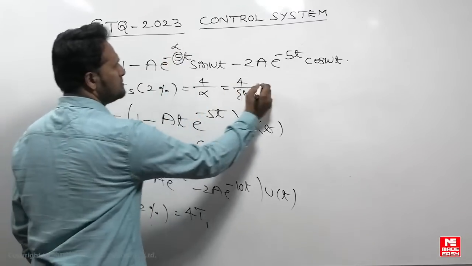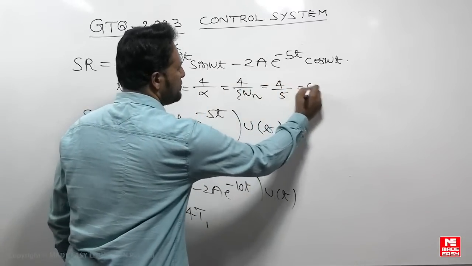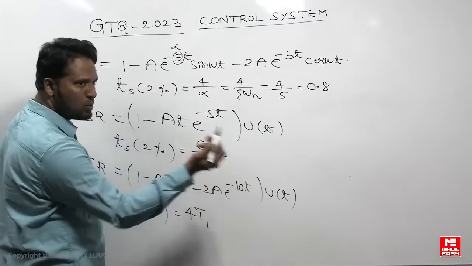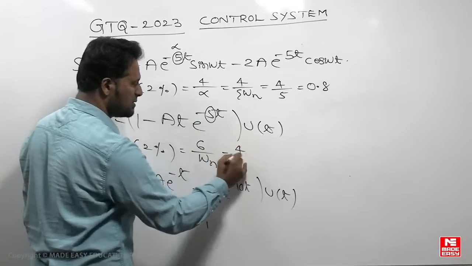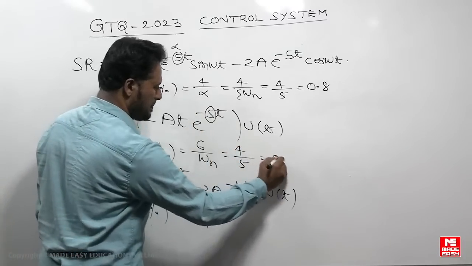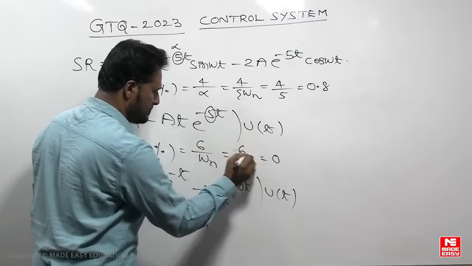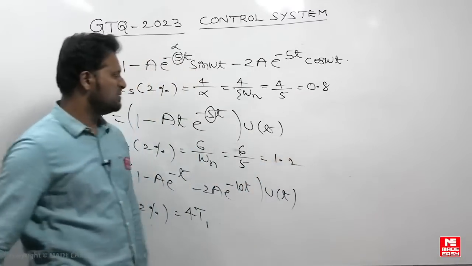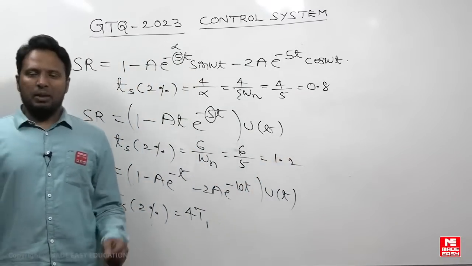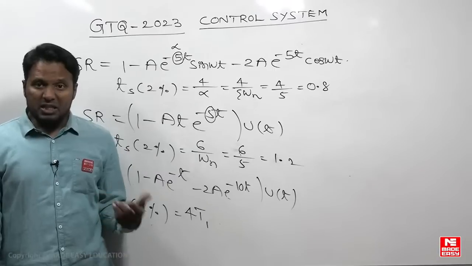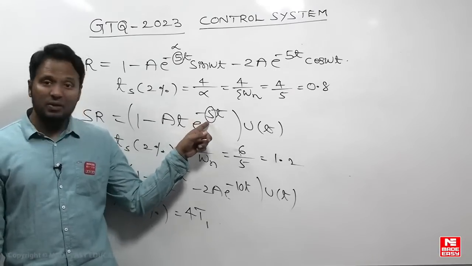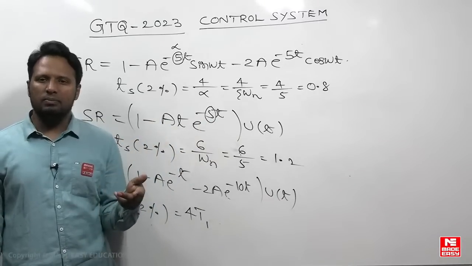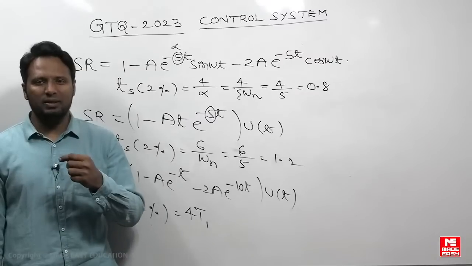Sir, what is alpha? This is alpha, so you are right in this question, 4 by 5.8. If it is this question, 6 by omega n. Sir, what is omega n? This itself is omega n. I'm sorry, 6 by 5, whatever it is, 1.2. Settling time of critically damped system for 2% tolerance is 6 by omega n. What is omega n? This itself is omega n. The location of the pole is omega n. The pole location of a critically damped system is omega n.